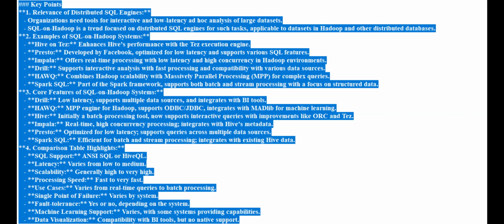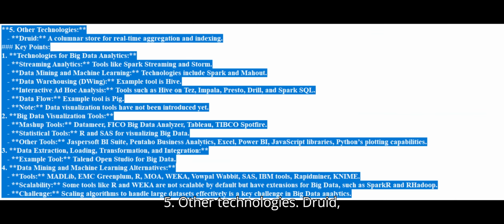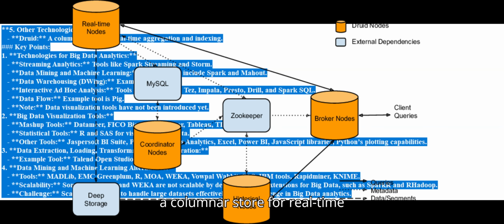Fault tolerance, yes or no, depending on the system. Machine learning support, varies, with some systems providing capabilities. Data visualization, compatibility with BI tools, but no native support. 5. Other technologies. Druid, a columnar store for real-time aggregation and indexing.